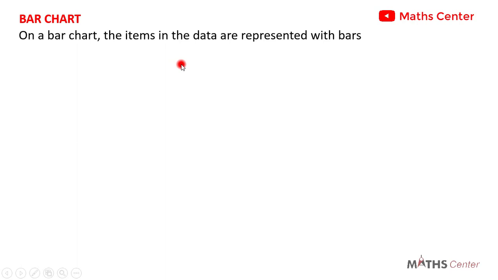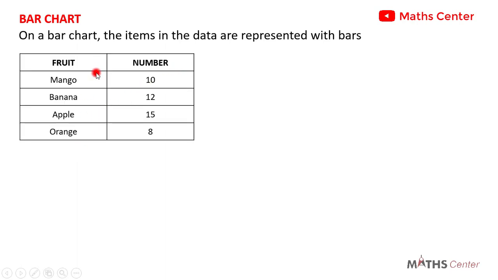Let's consider this example. The table below here shows us the number of fruits on display in a particular shop. So in that shop, we have 10 mangoes, 12 bananas, 15 apples, and 8 oranges. We can draw a bar chart to present this data. How do we do that?